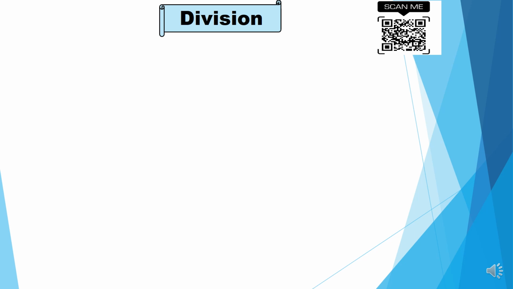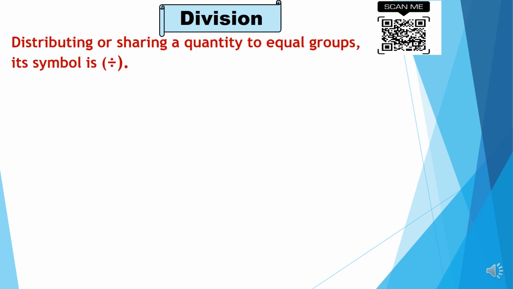Now let's start division. What do we mean by division? Division is distributing or sharing a quantity into equal groups. If we have a quantity, we will distribute it or share it into equal groups. They must be equal. And its symbol is like this. We have here an example to learn how to divide together.